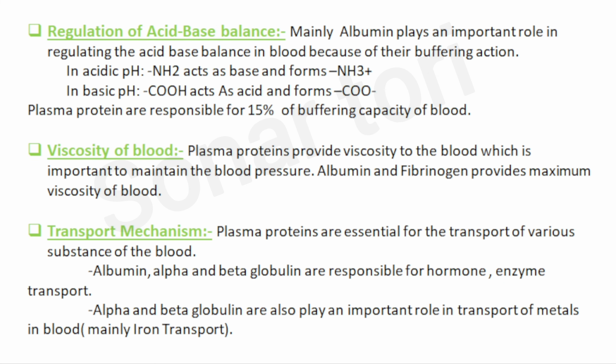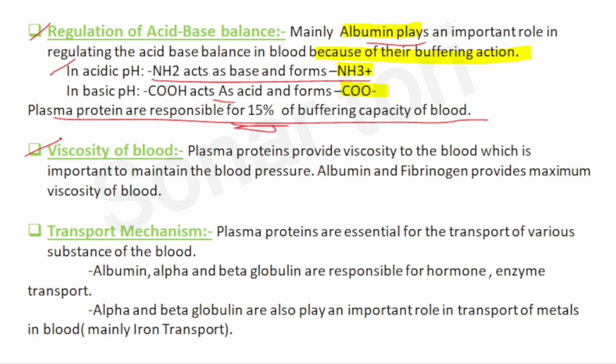Then the regulation of acid-base balance. Mainly albumin plays an important role in regulation of acid-base balance in the blood because of its buffering action. In acidic pH, NH2 acts as a base and forms NH3+. And in basic pH, COOH acts as an acid and forms COO-. So through this buffering action, they can regulate and maintain the acid-base balance of the body. Plasma proteins are responsible for about 15% of the buffering capacity of the blood.